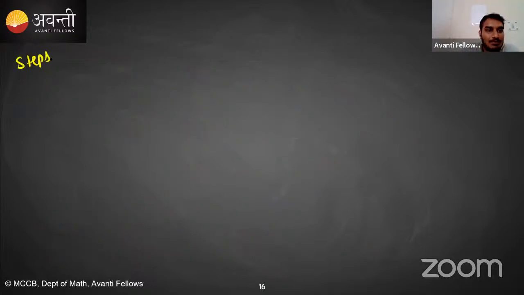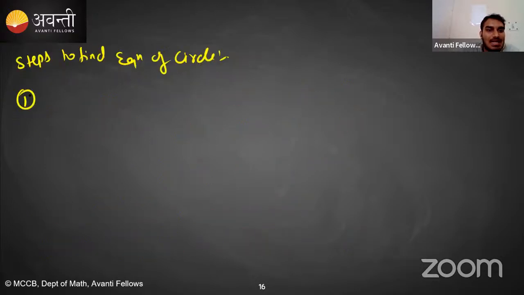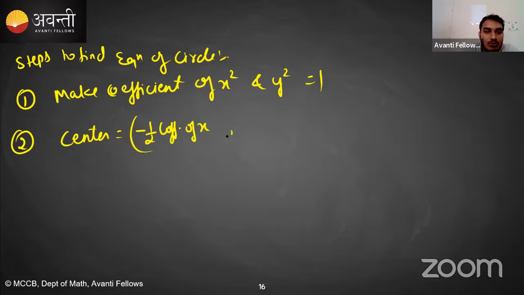Steps to find equation of circle. Okay. So whatever we did in this question, that's the same thing I will tell you. First step is make coefficient of x square and y square 1. Second step, directly, center is minus half coefficient of x comma minus half coefficient of y.